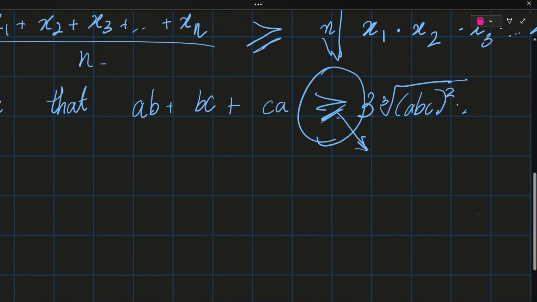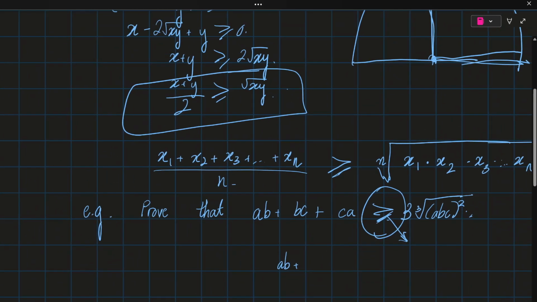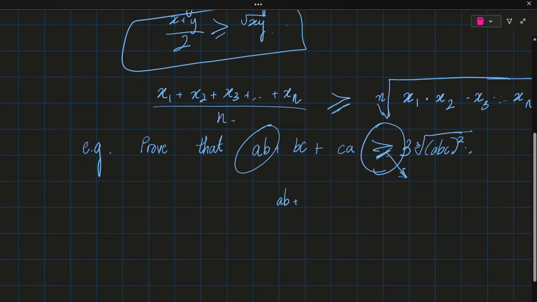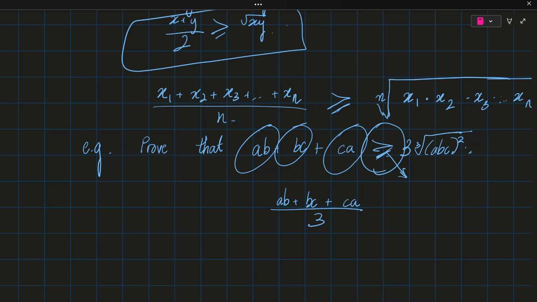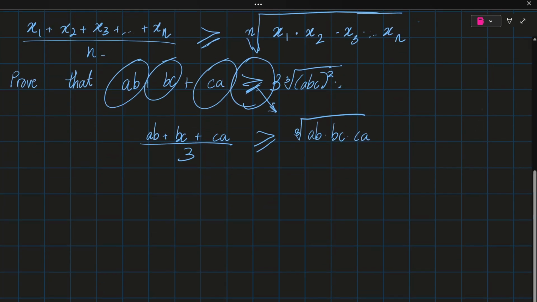Okay. Since you're back, let's try to solve this together now. AB plus, we'll just straight up apply the AM-GM in here. So we'll count this as one term, second term, third term. So for the AM, we divide that by 3 because we have 3 terms. On the right-hand side, we will have a cube root because there are, remember, 3 terms. And that would be the product of this.